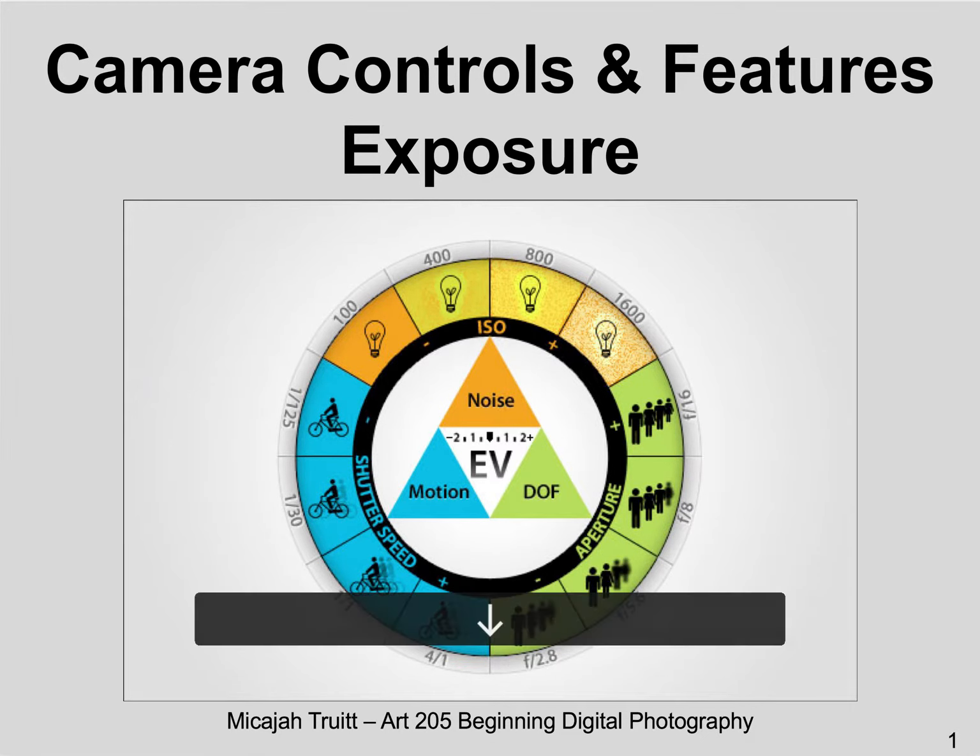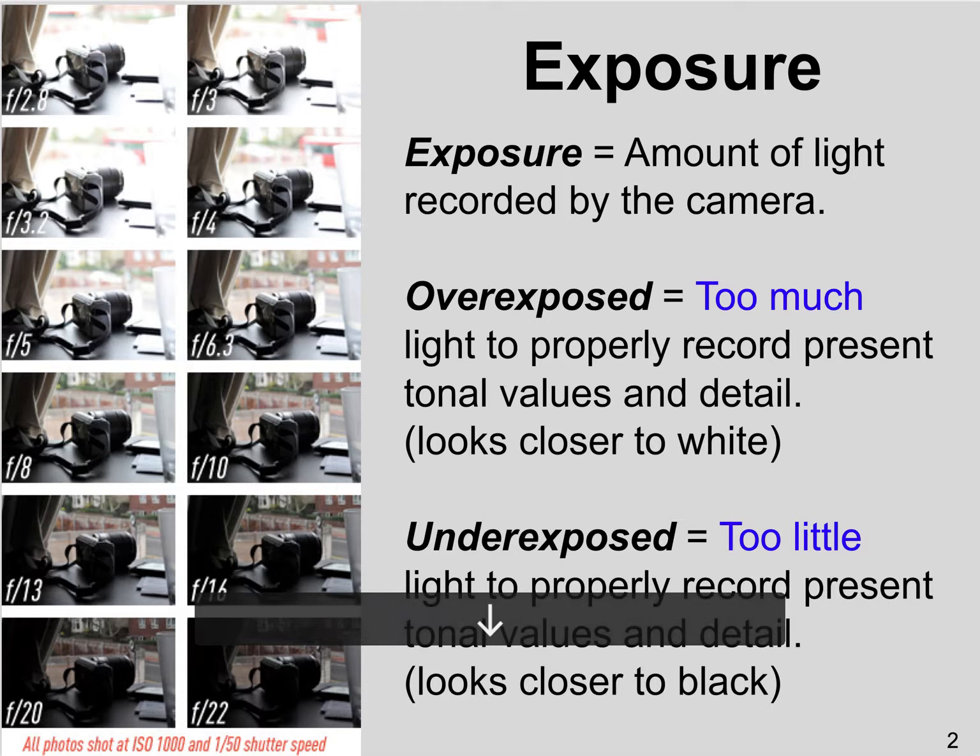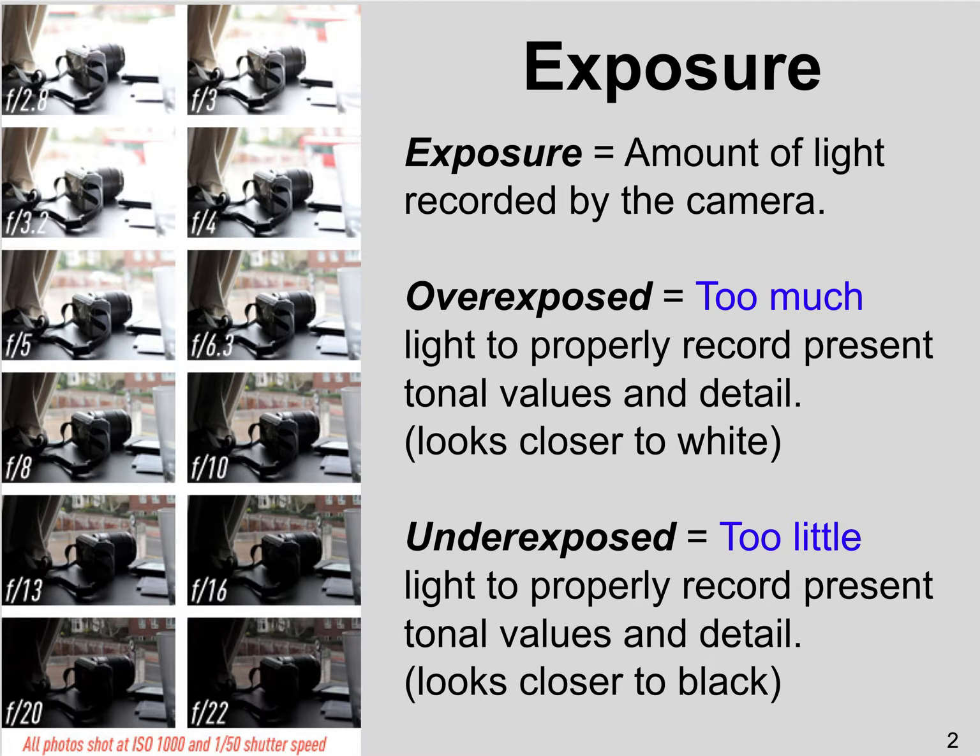We're going to talk about exposure. So exposure is the amount of light recorded by the camera. So in this example here, the f2.8 is on the bright side and f22 is on the dark side.